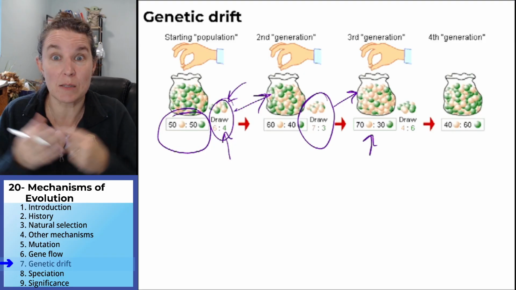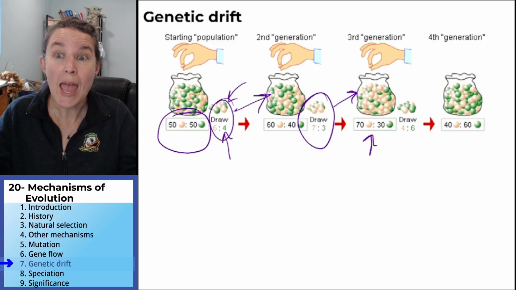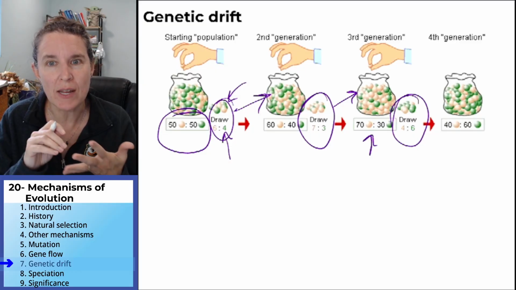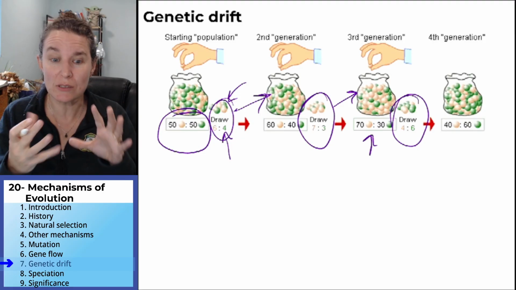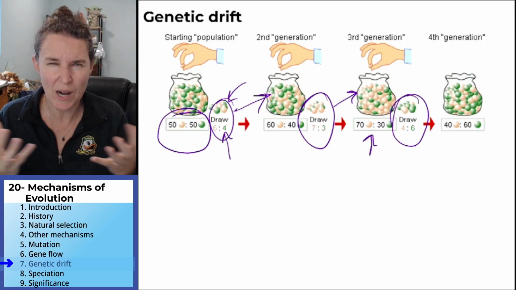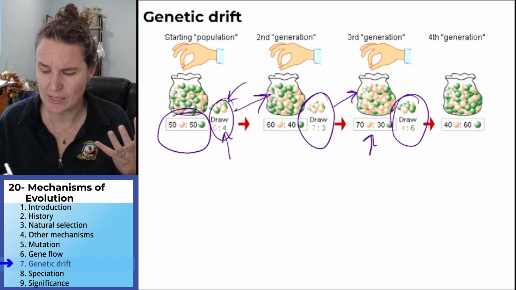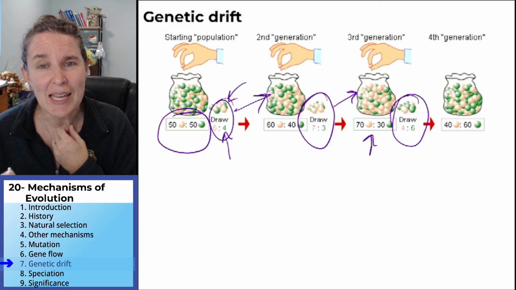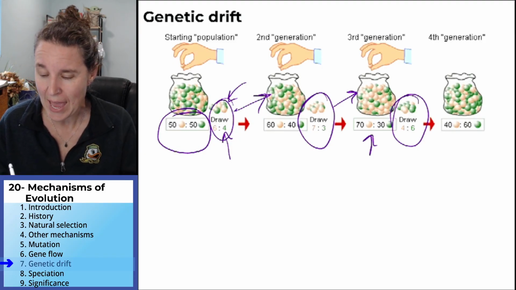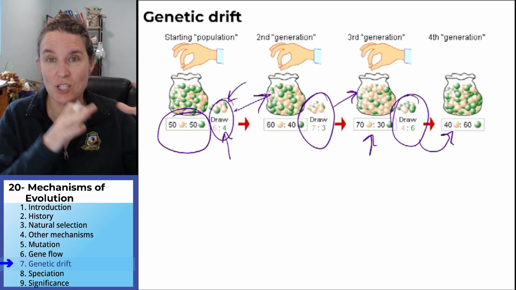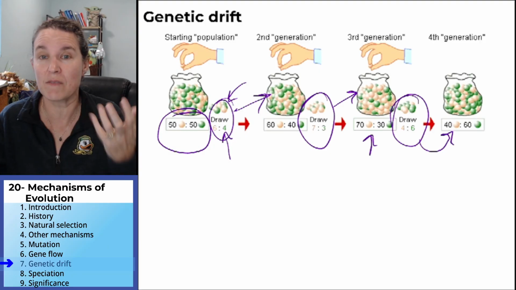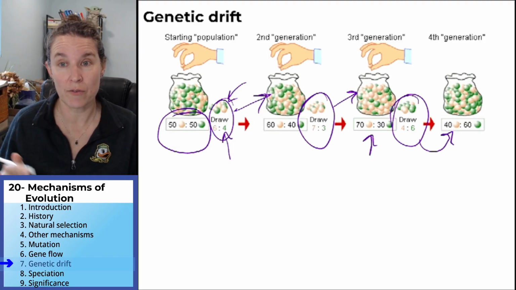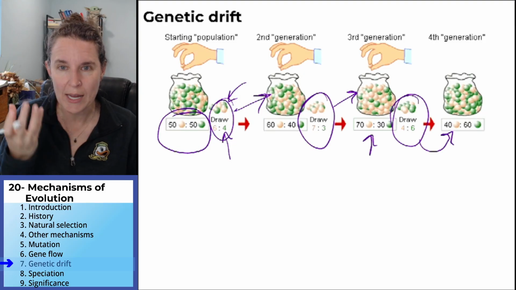Genetic drift says, good luck. And if you draw something different, like 4 brown and 6 green, your luck is different, right? Go buy a lottery ticket, because that's how lottery tickets work. It's random. And now you have a population that has changed because of this random draw. Two flavors of genetic drift, random draw.